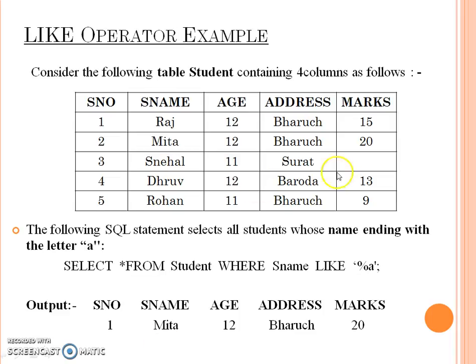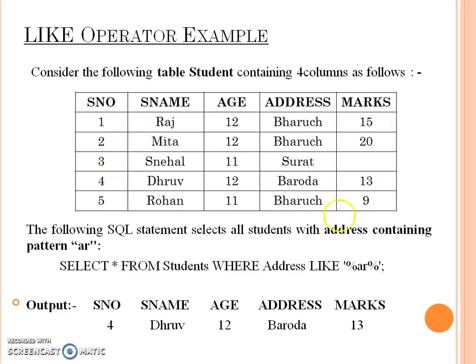Considering the second example, if I have to list out the names of students whose names end with A, only the last letter comparison is to be made and I am least concerned with the starting letters of the name. So the output would be only Mita, whose name is ending with A.